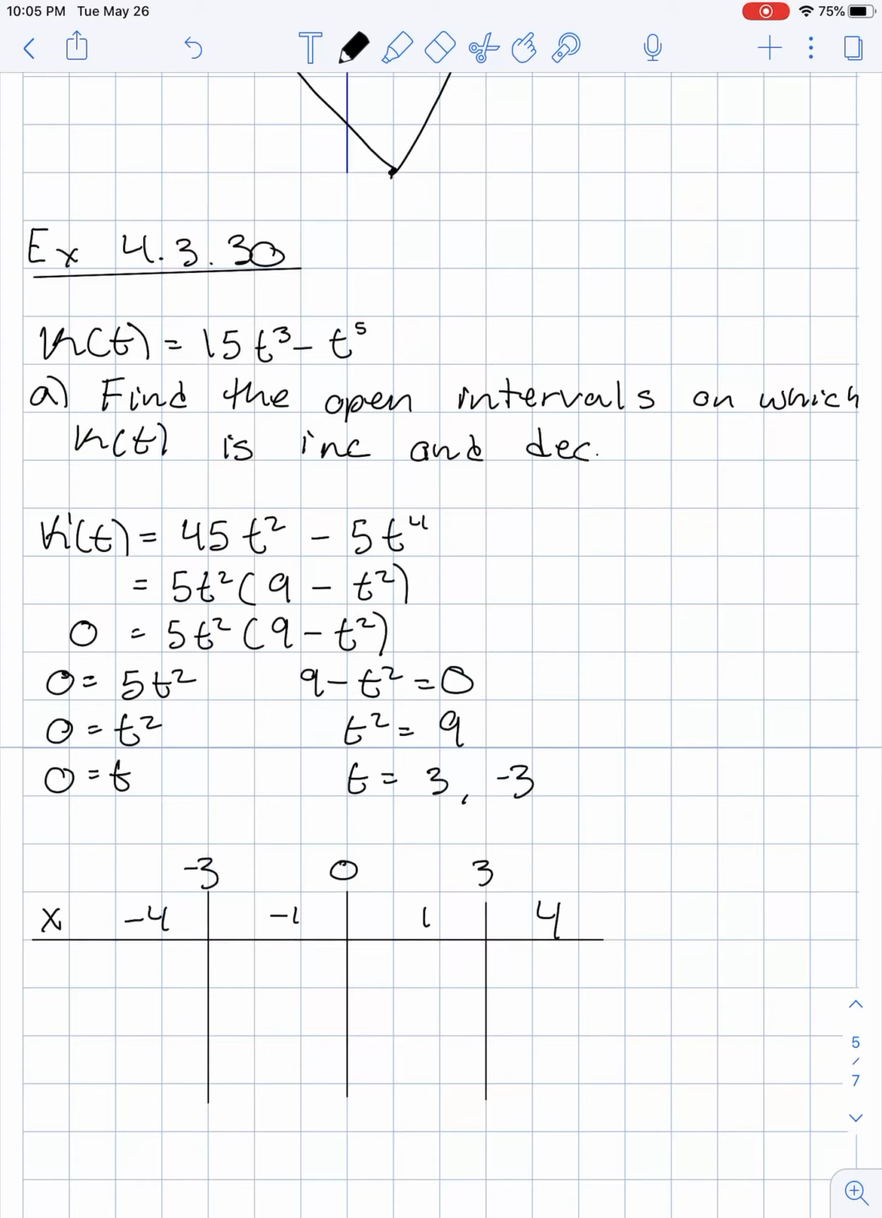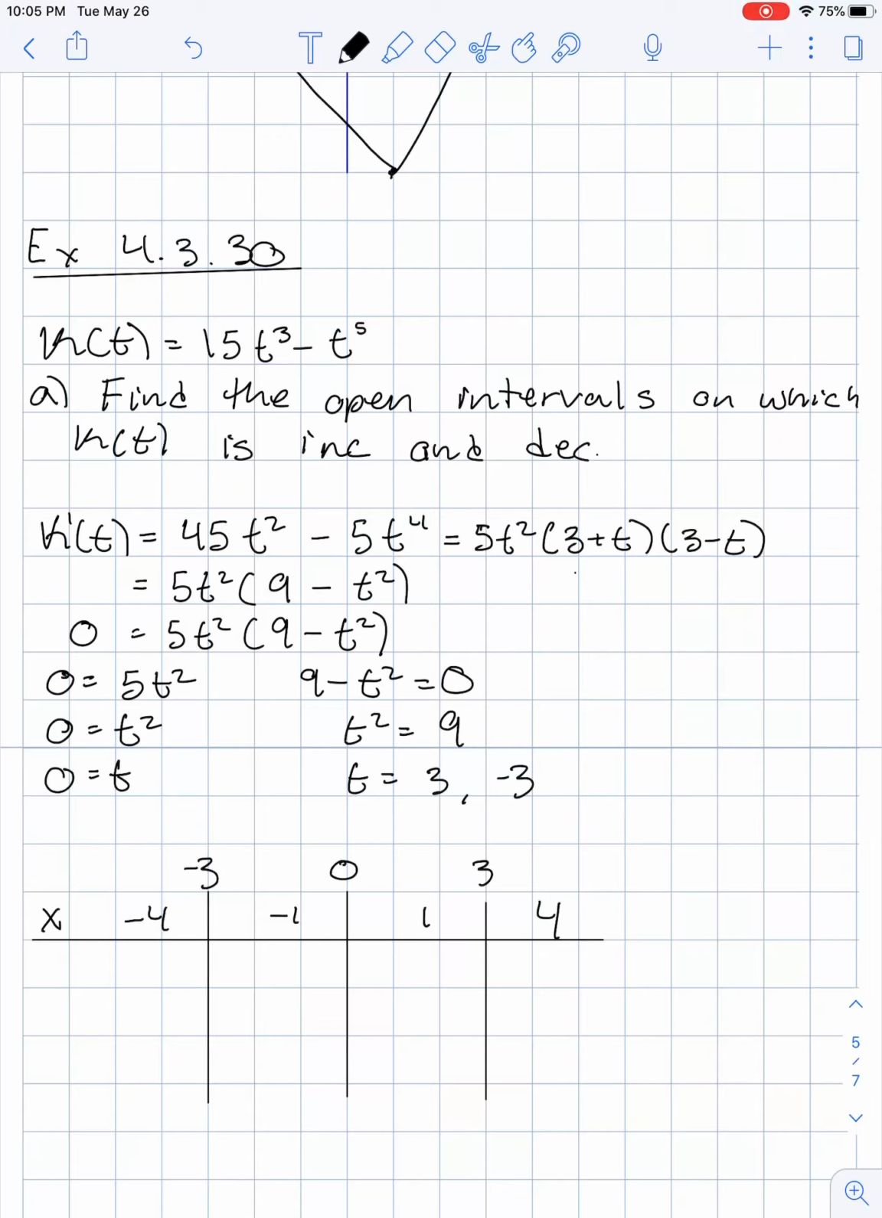And now I'm going to simplify this to 5t squared, 3 plus t, 3 minus t. Okay. So when I plug in negative 4, I'm going to get a positive number, a negative number, and a positive number. Wait a second. Yeah, that's right. Right, okay, cool. So that's supposed to be negative.